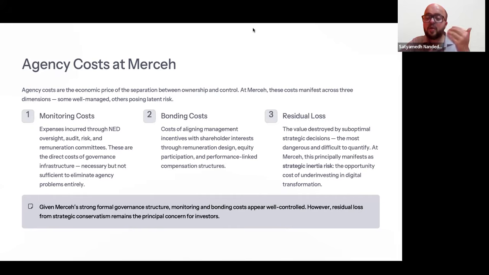Residual loss means the value destroyed by suboptimal decisions, which sometimes becomes very difficult to quantify. A decision, when it goes wrong, it might harm your reputation, it might harm your credibility. This company might be seen as a company where the directors are working for their own benefit without really taking into consideration what is best for the company. So in the long run it might be a bigger impact on the company as compared to monitoring cost and bonding cost. ठीक है.